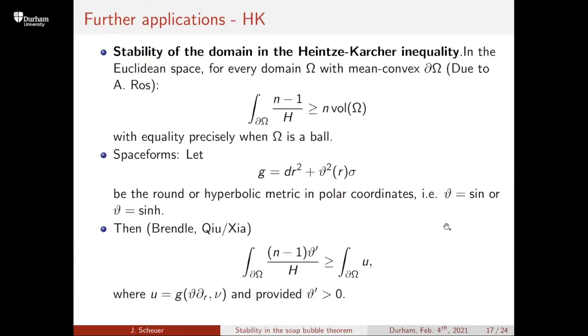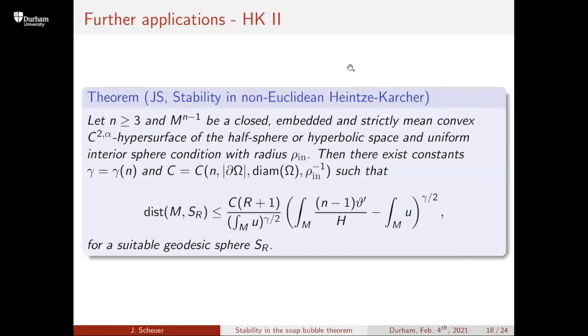Right, this is the Heintze-Karcher inequality. And also we have equality precisely on geodesic balls. And what I can do now with my stability result is we can get an almost version of this. Right, here's the stability in the non-Euclidean Heintze-Karcher estimate. Let me skip the details because the philosophy is the most important thing.